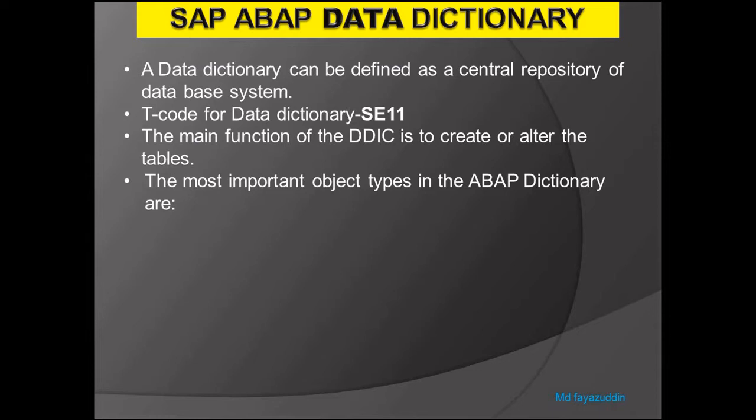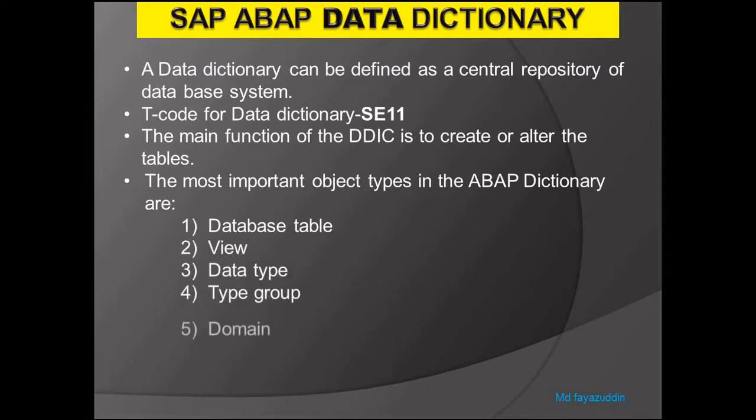The main function of DDIC is to create or alter the table. The most important object types in the above dictionary are database table, view, data type, type group, domain, search help, lock object. One by one we'll discuss everything. So let's start with database table.